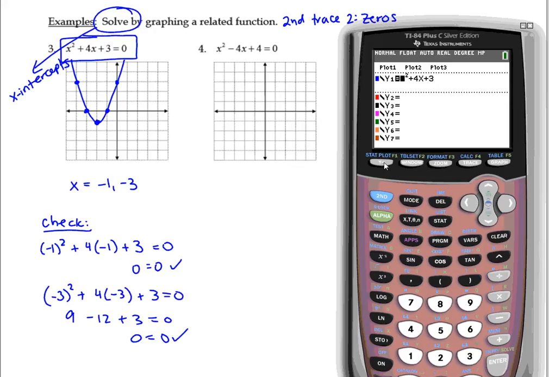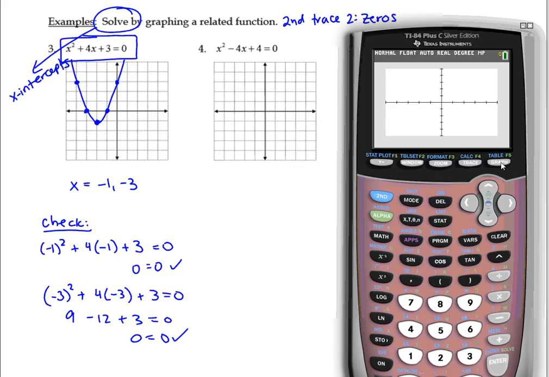Okay, let's try this guy. X squared minus 4x plus 4. So the y-intercept this time will be 4. Okay, so y-intercept's 4. Where does it look like the x-intercept is?